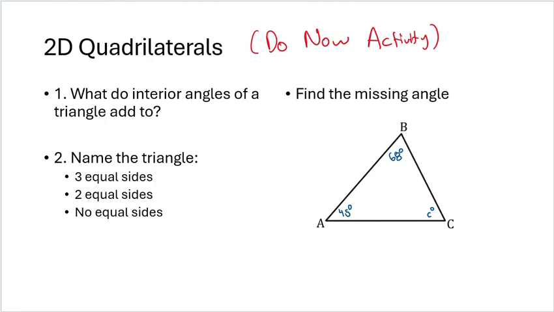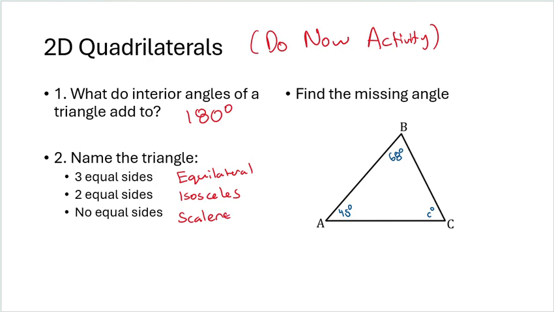What do interior angles of a triangle add to? So we know that all triangles end up adding to 180 degrees. And two, name the triangle. So you got a triangle with three equal sides. That's an equilateral. You got two equal sides, that would be an isosceles, and no equal sides, that would be a scalene.